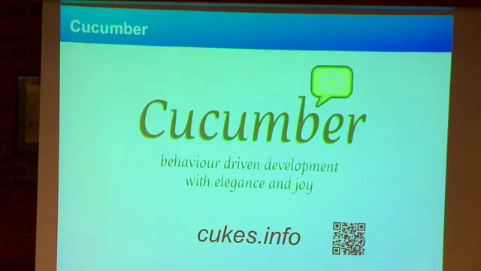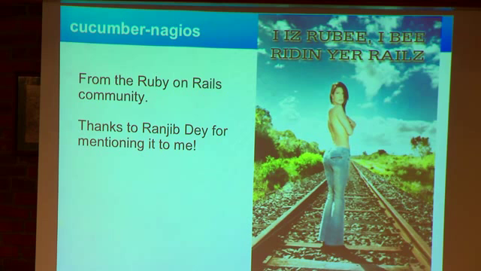So this summer when I wrote the blog post, I also mentioned it on the Nagios mailing list, and I got immediate feedback from, what was his name? Oh, Ranjib Dey, and he mentioned to me this great tool from the Ruby community called Cucumber. The Ruby on Rails community is hipper than the Perl community, hipper and cooler in every way.